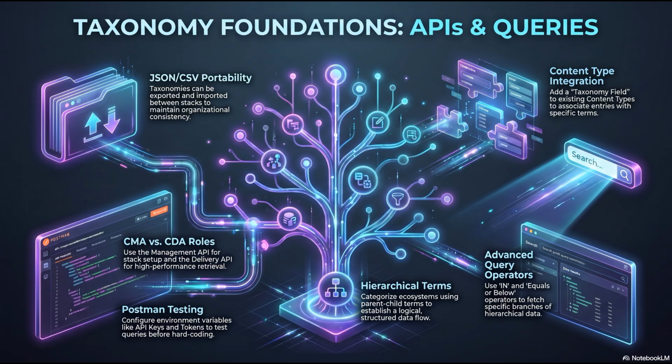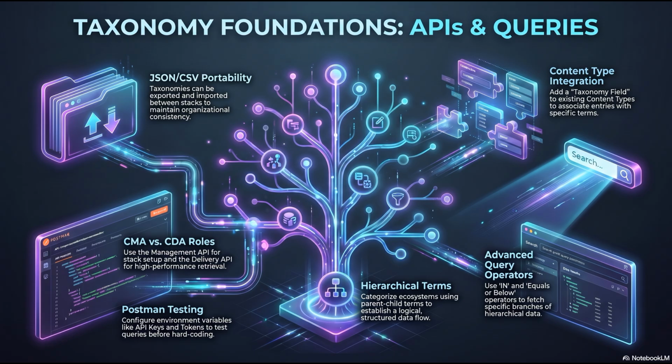But the most critical architectural concept developers must grasp here is the bifurcated authentication model. The two different tokens. Yes, you are required to generate and manage two entirely distinct types of cryptographic keys, a management token and a delivery token. I want to pause here because this is huge.